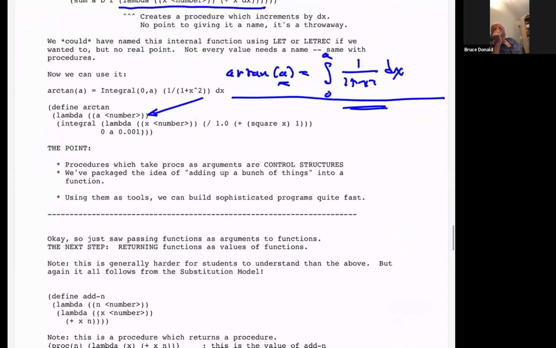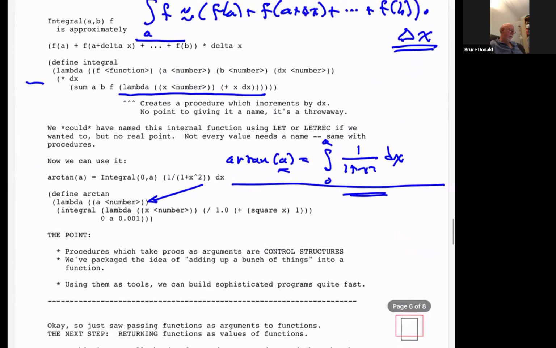So that's really the points I wanted to make about this. This is about taking functions as input and returning numbers in some sense. And we're going to move on to something a little more complicated, which is functions that return functions. But I'll pause and ask if there are any questions on doing this.